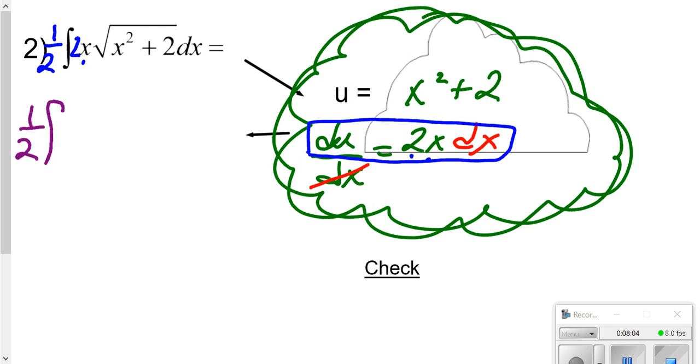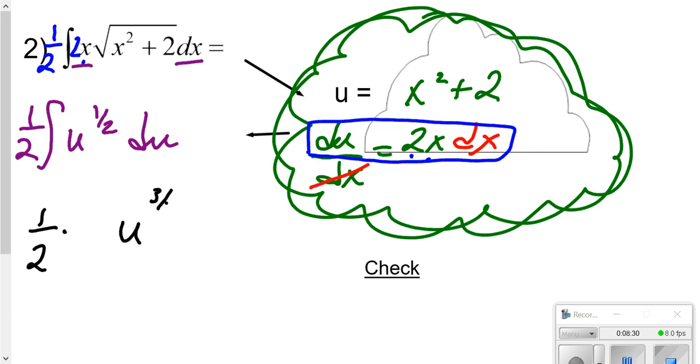Okay, so then over here, we would have our big globby thing, which is u, and that's going to be u to the 1/2. I'm trying to think ahead to my antiderivative rules, write that as a power. And then the 2x dx, my cloud says that's du. Woo! And then here I have to anti-differentiate. So we'll say u to the, let's see, 1 more would be 3/2. And dividing by 3/2 is multiplying by 2/3.